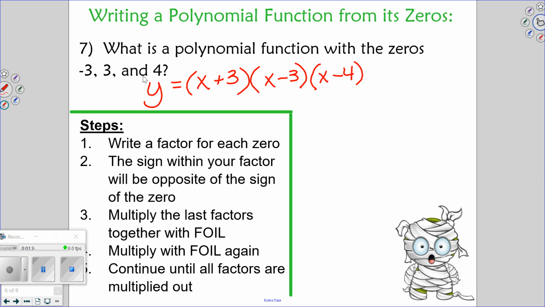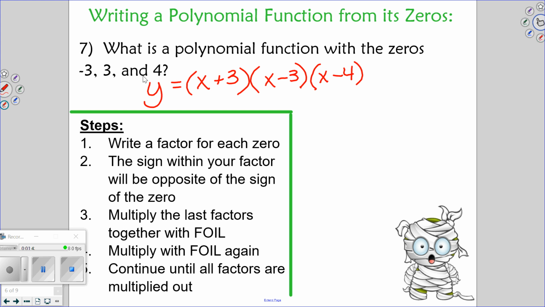But it makes sense. Time out before we go any further. If this was the factored answer and I asked you to solve, you would tell me x equals 3 and 4. Right? That's how you would solve them. So when you put them back, they got to flip to their opposites.